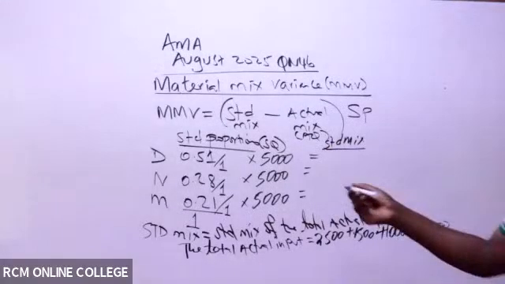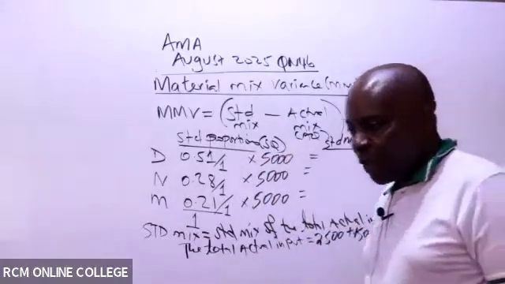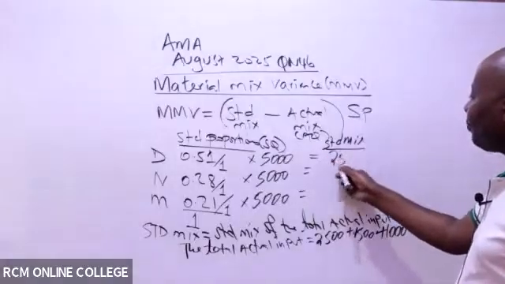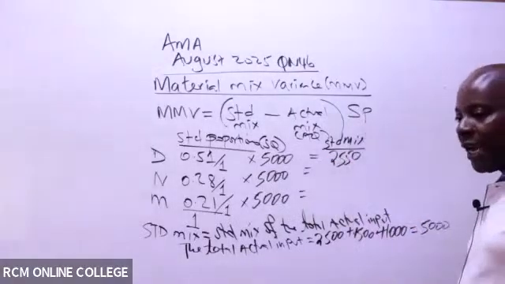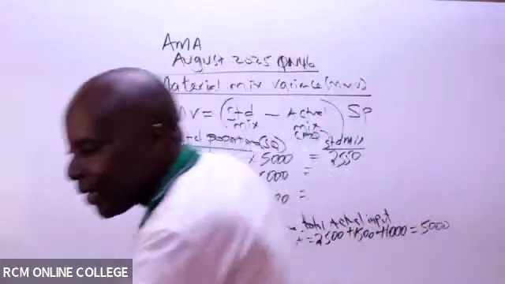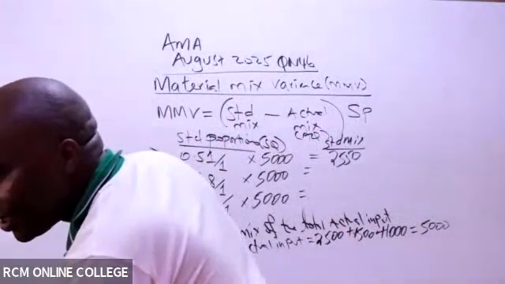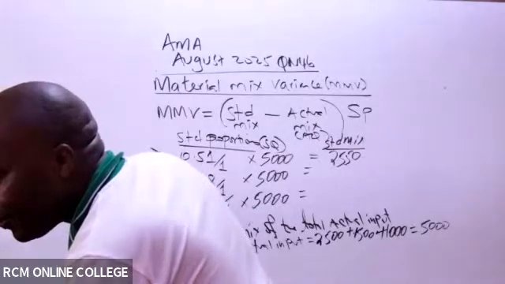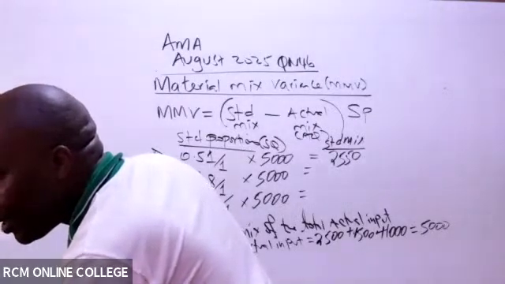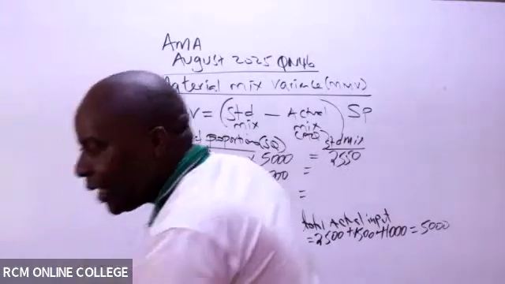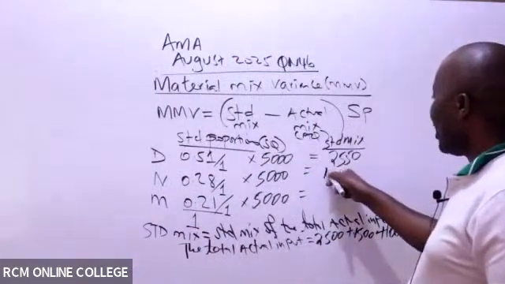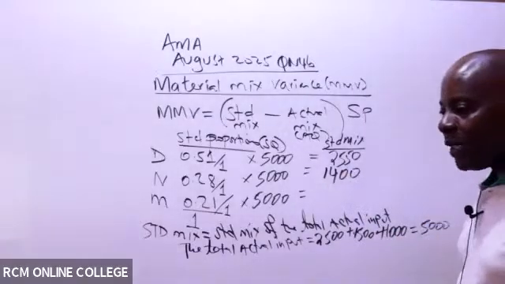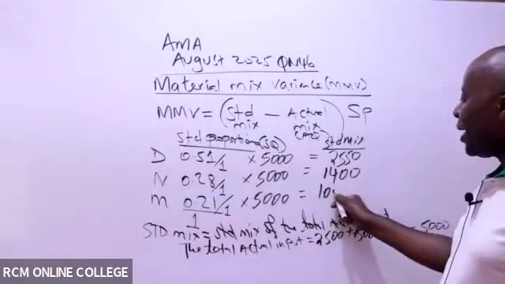So you simply multiply 0.51 times 5,000. So we have in this case 2,550 for D, and then N. What do we have, ladies and gentlemen? N is 1,400, right? So N is 1,400. Thank you very much. And then we have M. M now, which will be 1,050.